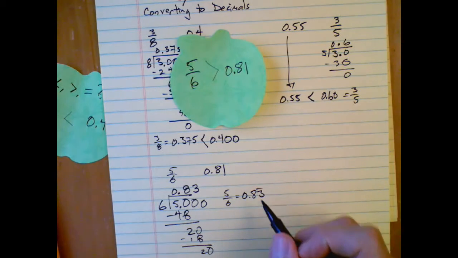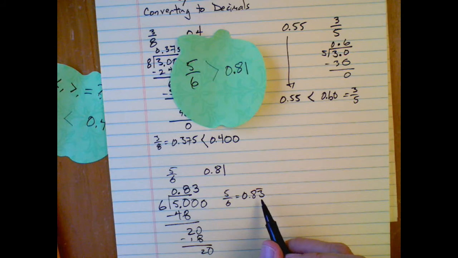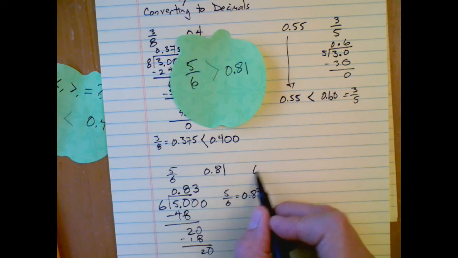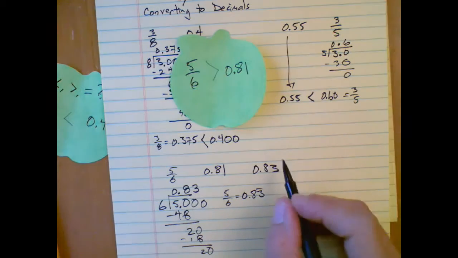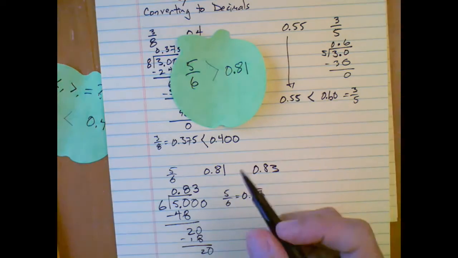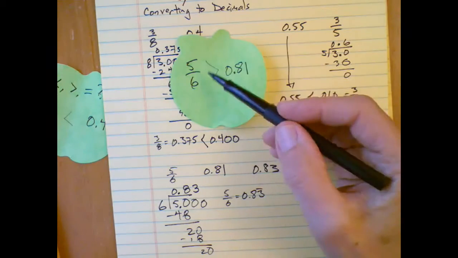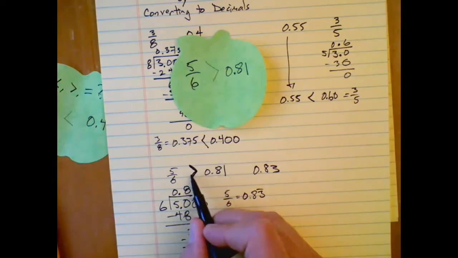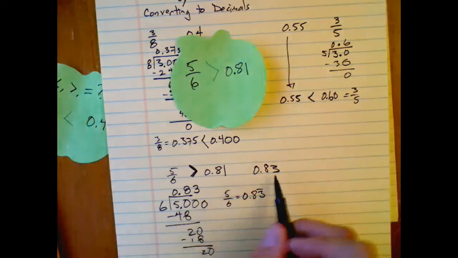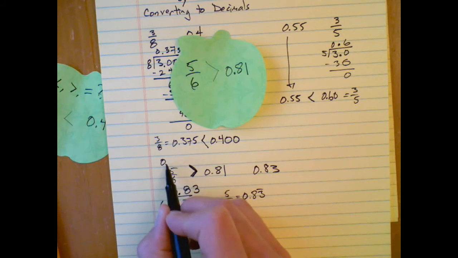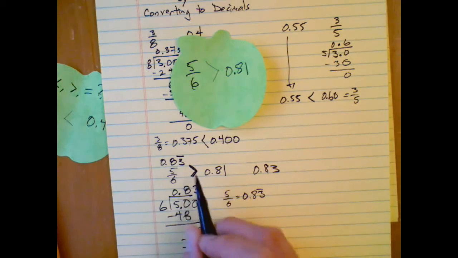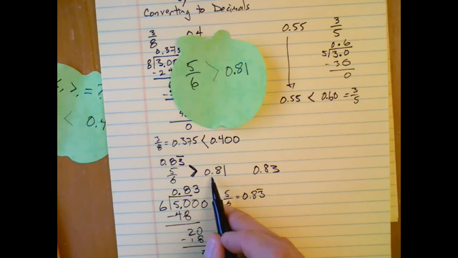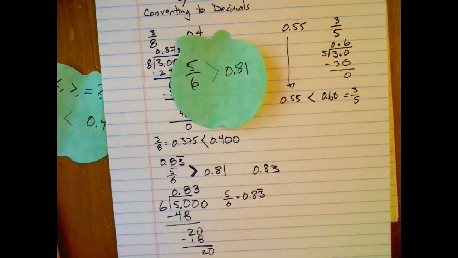But we can see right here that 83, and even more so, is going to be greater than 81. And that is what we had. We had 5/6 was greater. So 5/6 is greater than 81 hundredths. Let me put this number right here so we can have it as a comparison. And it goes on. Isn't 83 greater than 81? Sure it is. So 5/6 is greater than 0.81, or 81 hundredths. Hope this helps.